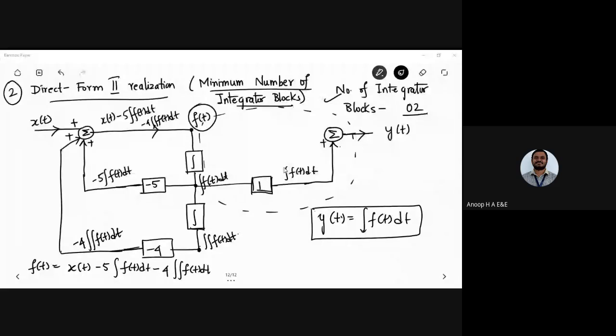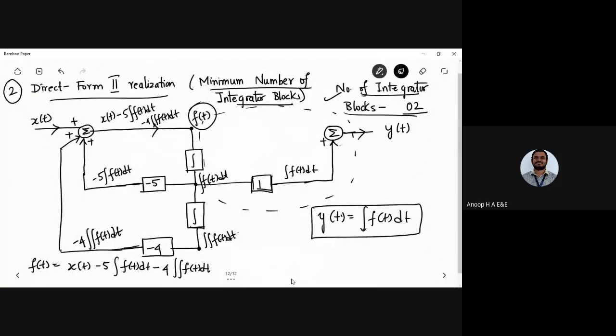I apologize for it. Okay, so we have realized the direct form 2 realization, that is using the minimum number of integrator blocks. So we have two integrator blocks that we had realized here. That is one thing that I want you to understand quite clearly. So in direct form 2 realization, we have certain things which need to be followed, right? So you are using the minimum number of integrator blocks. In order to realize these integrator blocks, we need to have an intermediate output f of t. Okay, so that is what I wanted to highlight.